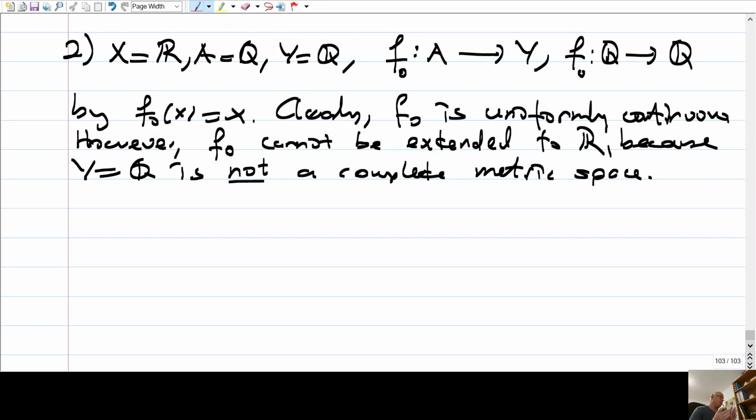Consider the function from R to R, just the x square function. It is continuous but not uniformly continuous.